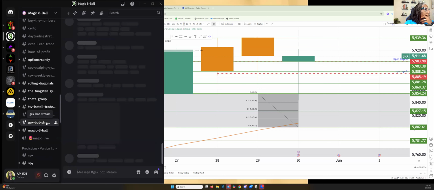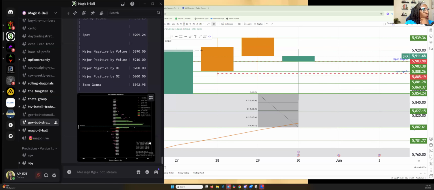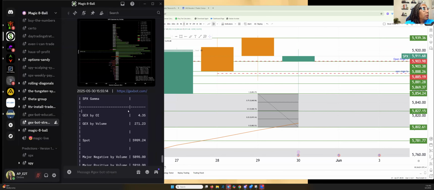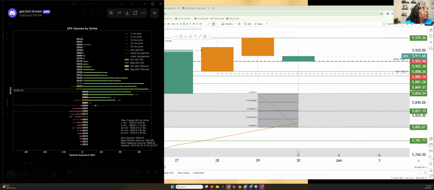Can somebody in the Telegram go find the link to how to use Gamma, and forward it back to the bottom? Zero Gamma was at... Why is the number not there? It's usually written there. Let me go up one. Yeah, go to this one. 5890. There it is. It's written down here at the bottom. 5890.